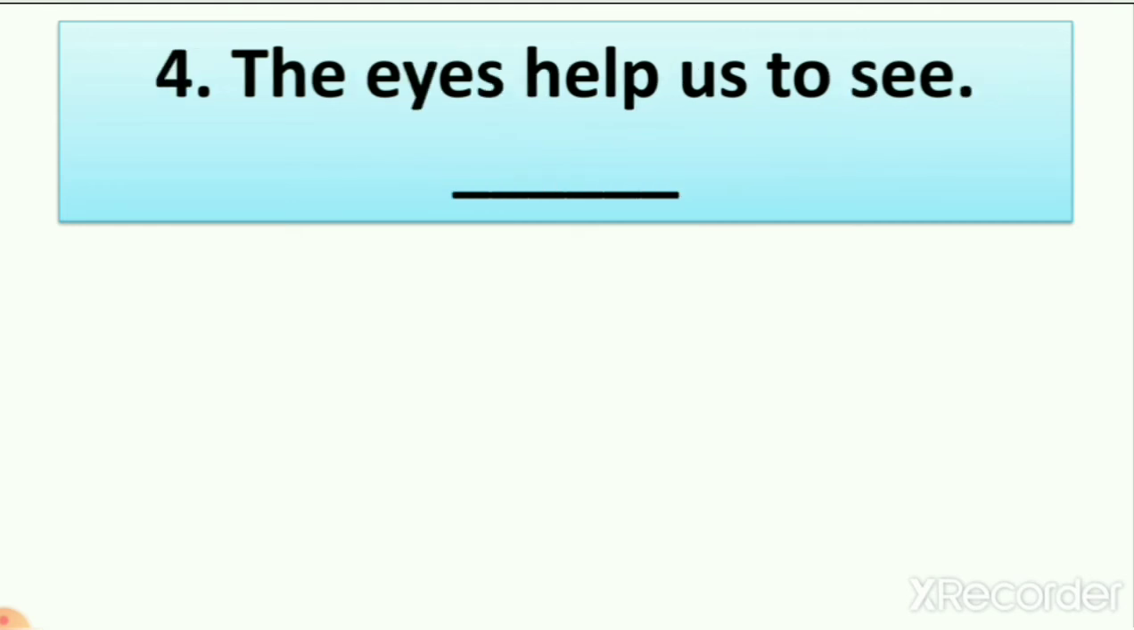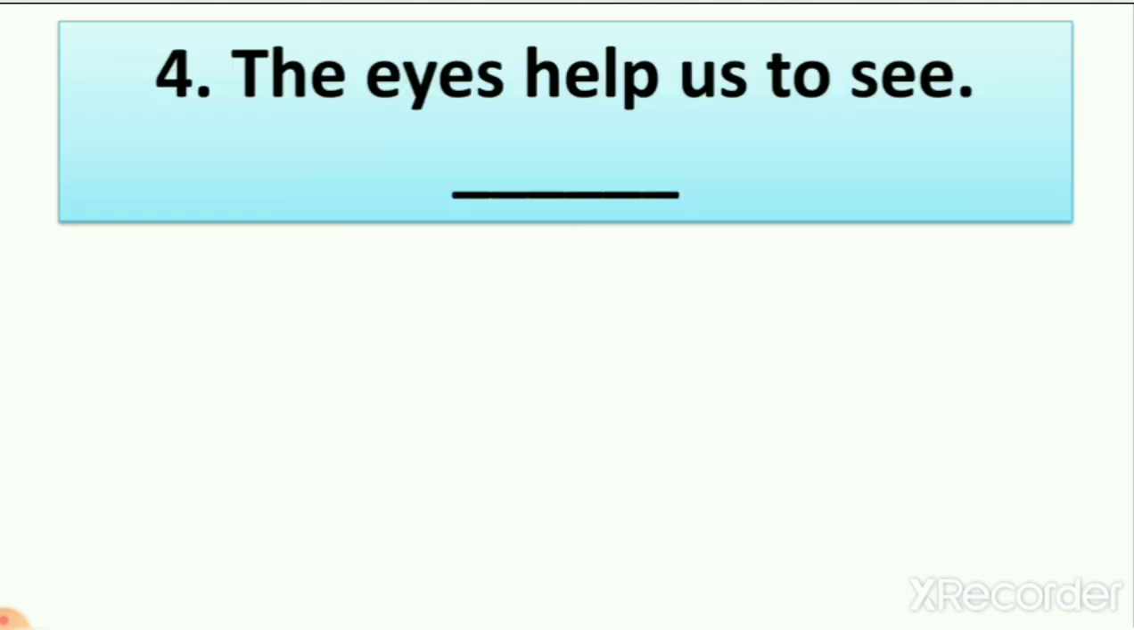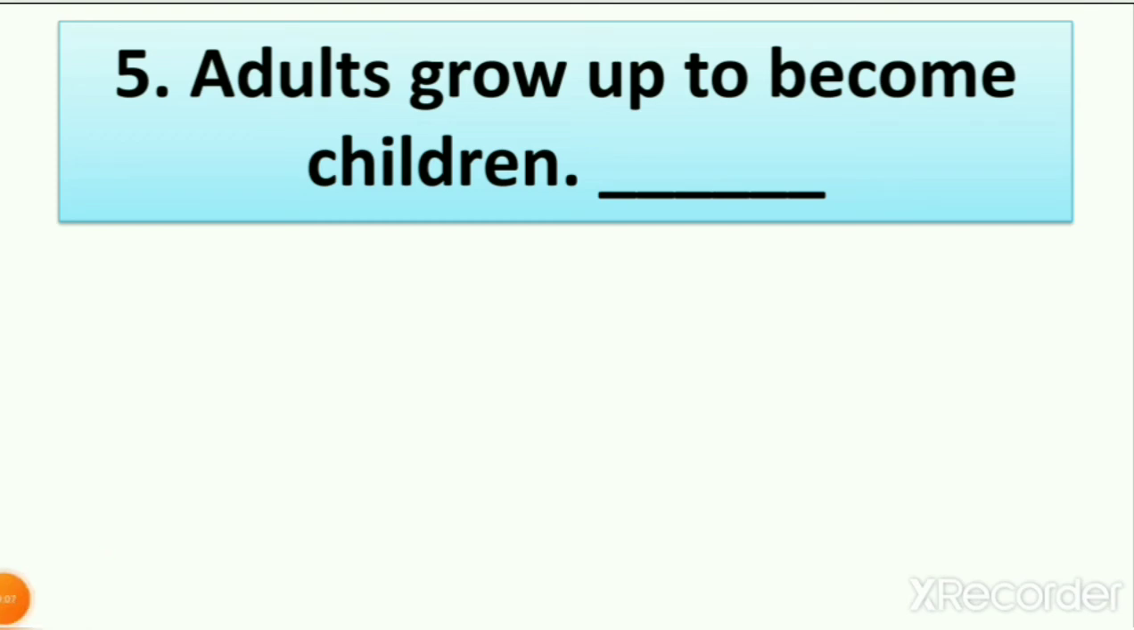Number 4, the eyes help us to see. So when we learn about sense organs, we learn that we have 5 sense organs. From these, eyes are one of our sense organs. So eyes help us to see things, to identify colors, to identify persons, right? So like that, you understand that this sentence is right, that the eyes help us to see. So what do we write here? We write here true, right? Let's see the next one.